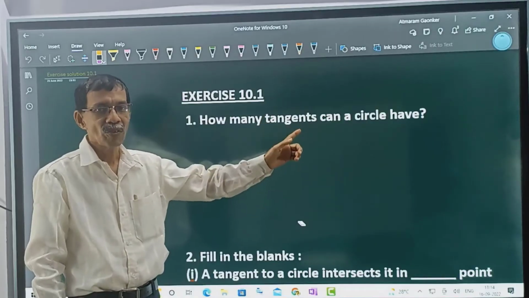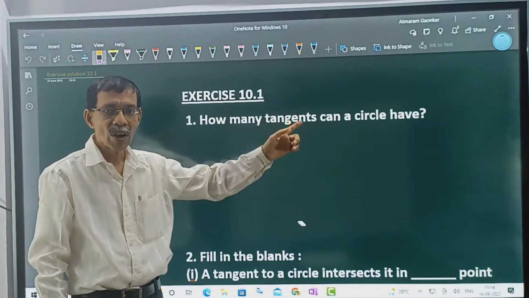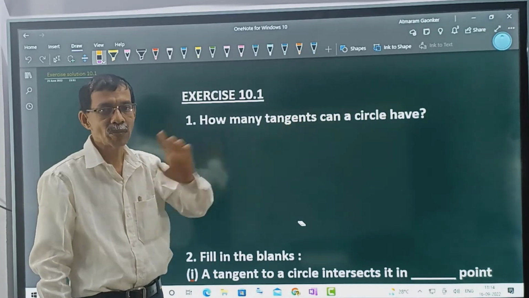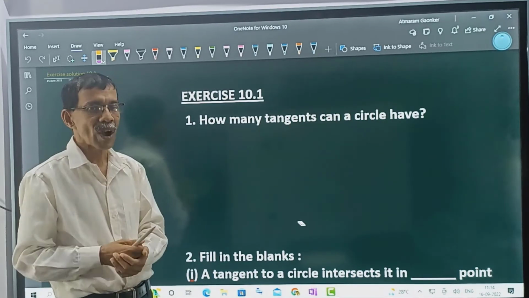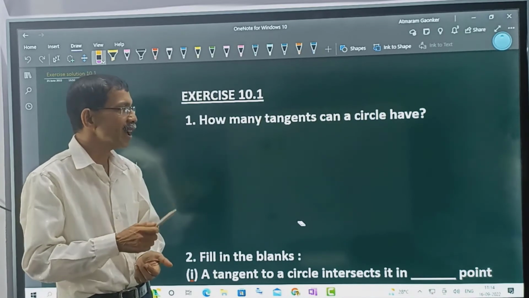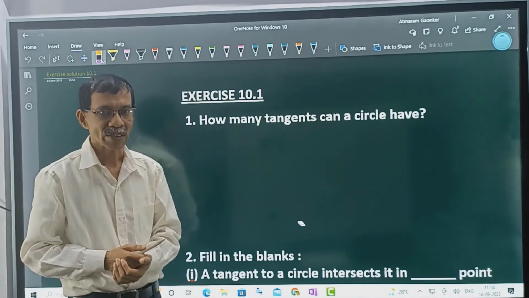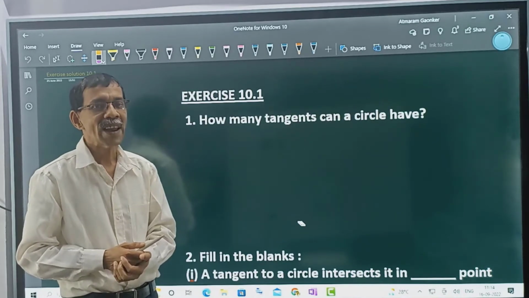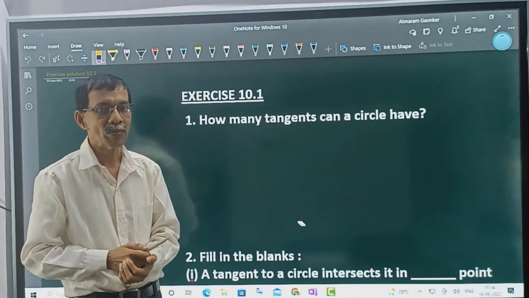In this section, we will solve exercise 10.1 of the NCERT class 10 book. So these are the questions. Question number 1. How many tangents can a circle have? Can anybody say? Yes. It can have n number of tangents or infinite number of tangents.